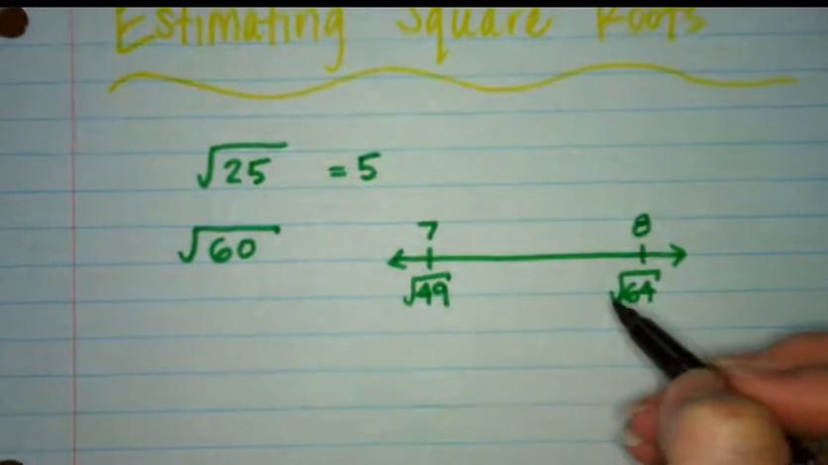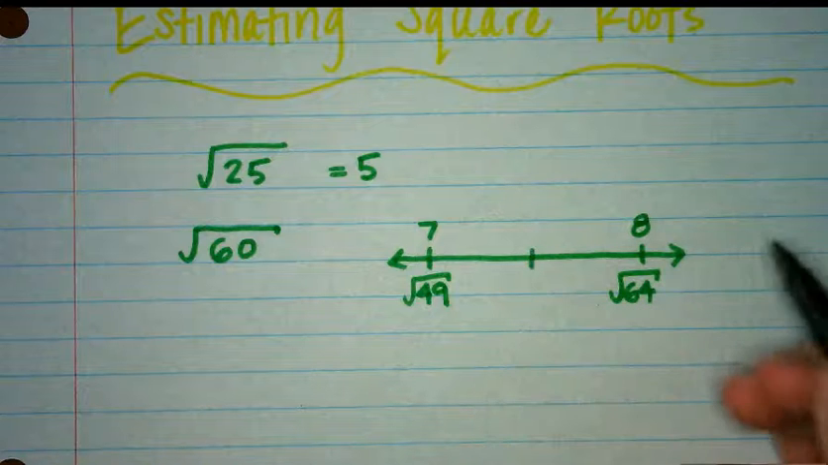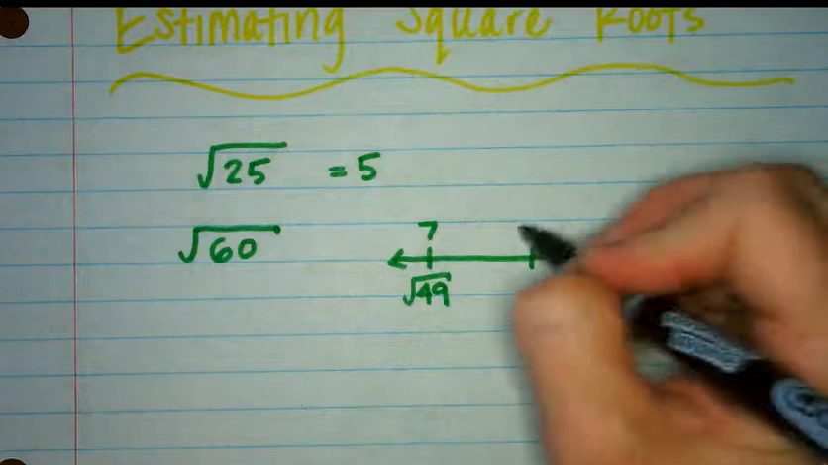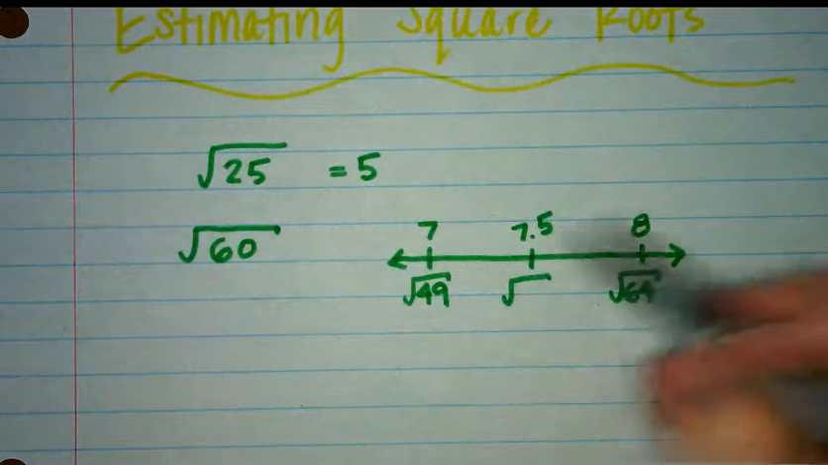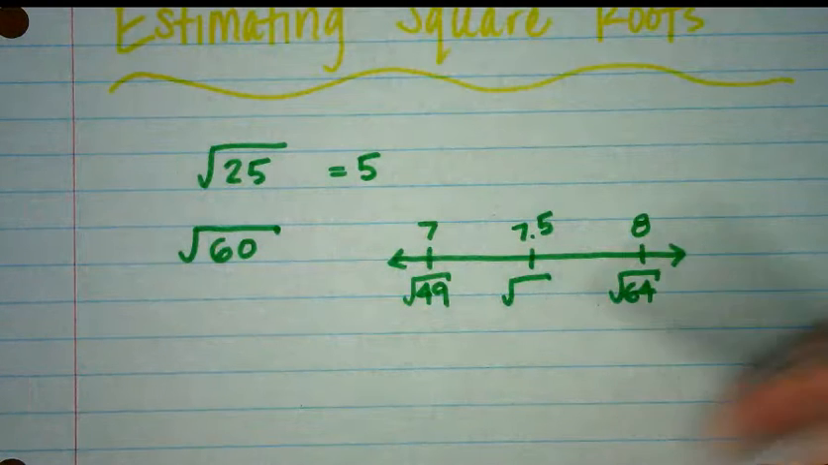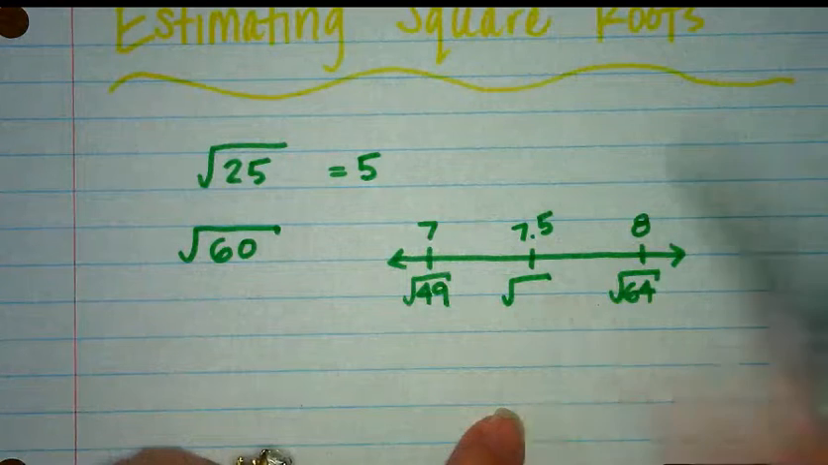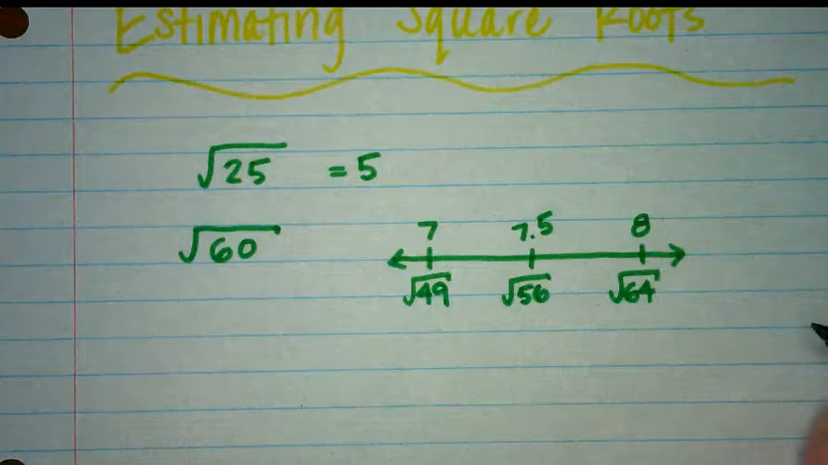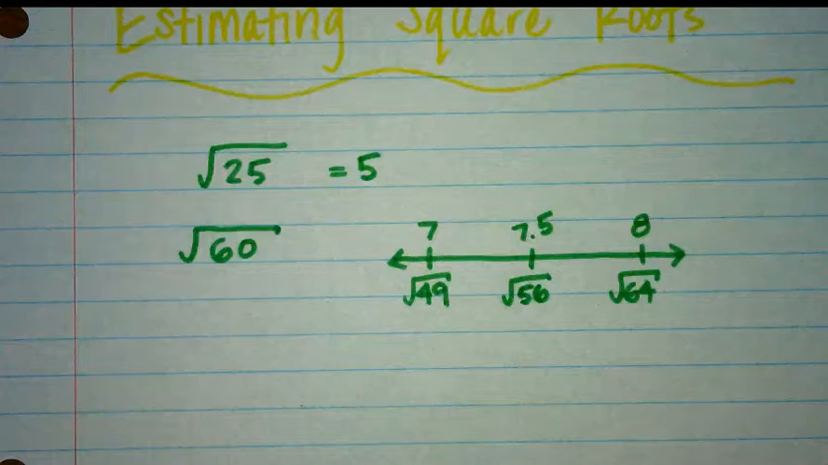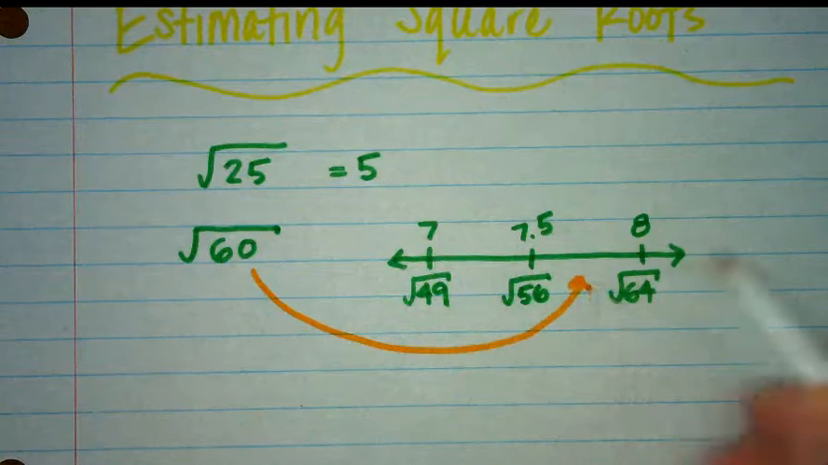What I'm going to do next is think about what number is halfway between 7 and 8, and that would be 7.5. To find the square root that goes along with 7.5, I'm going to multiply 7 times 8, and that will give me the square root that is approximately 7.5. So now I know that the square root of 60 is going to fall somewhere on this side of 7.5.